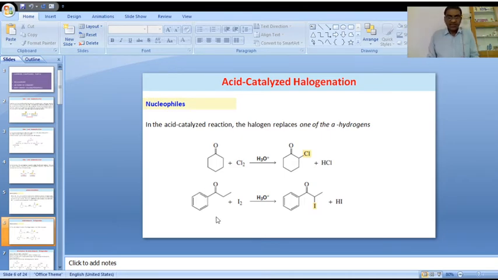Here the reaction proceeds compulsorily on the right hand side only. On the right hand side, it is a readily available active methylene group. From that active methylene, one of the hydrogen atoms is replaced by halogen, iodine. Okay, this is also an alpha substituted product formed in this reaction.